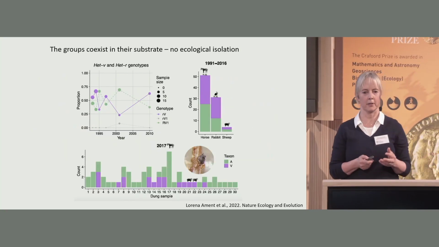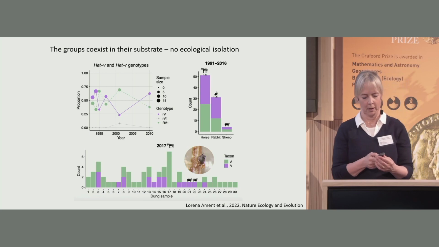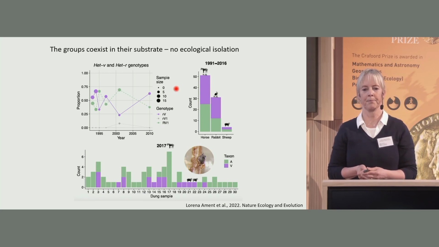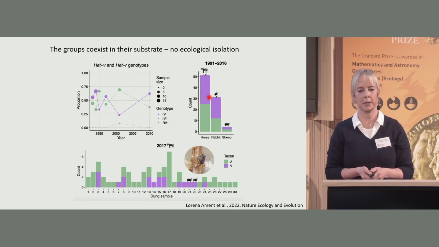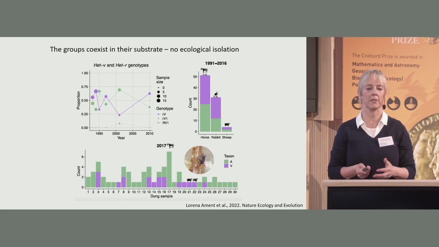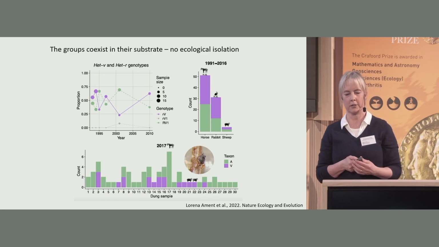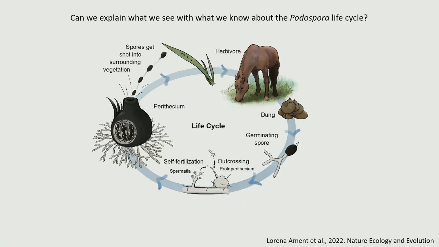So we then thought we had to go back and see, is there anything we can find in the field that would suggest ecological isolation, for example, different herbivore dung. So we looked into the horse dung and the rabbit dung and the sheep dung, and found the two genotypes in equal frequency in all dung. And then we thought, yeah, but it could be a time problem. But then we actually looked at the dung samples one by one and saw that in the same dung, we actually had both taxa. So it's really not an ecological isolation. They are there at the same time, at the same place, but they just don't mate.